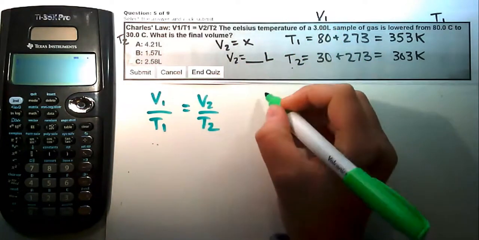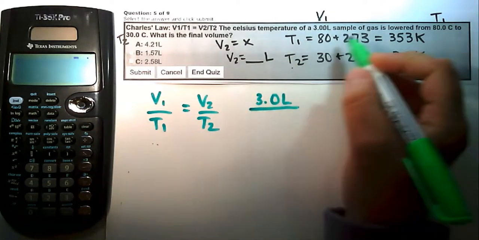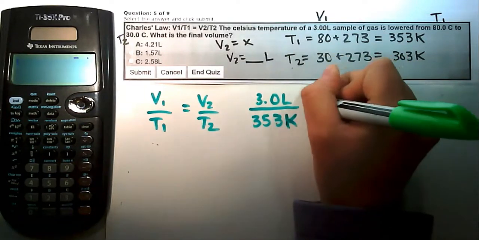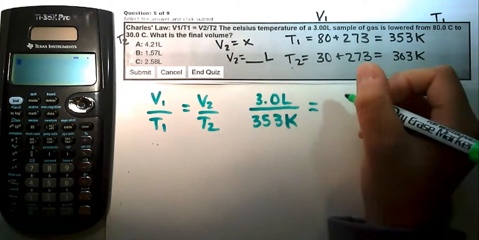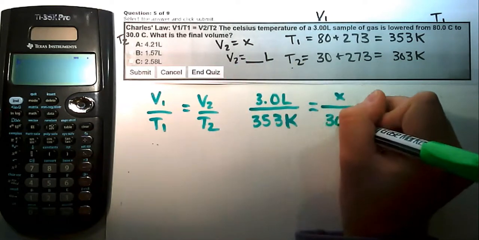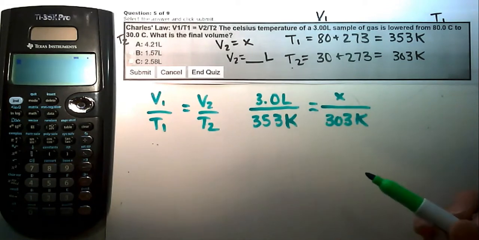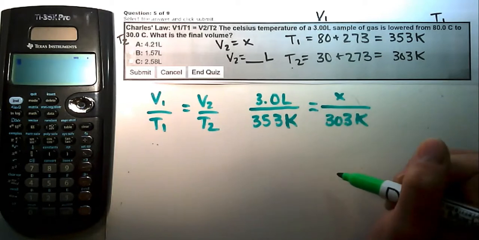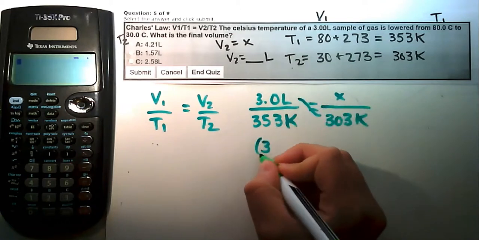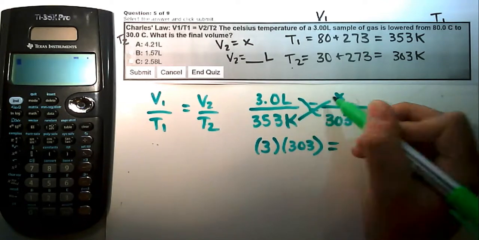Our V1 value is 3.0 liters over T1, which we need in Kelvin, 353 Kelvin, equals V2, which we don't know what that is yet, so we're going to plug in X, over T2, which is 303 Kelvin. So here in this problem, we need to use our cross-multiplying strategy. So we're going to do 3 times 303 will equal 353 times X. 3 times 303, I'm going to take out my units and just leave my values, equals 353 times X.